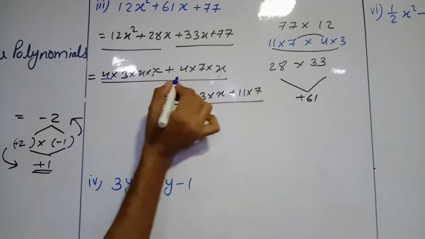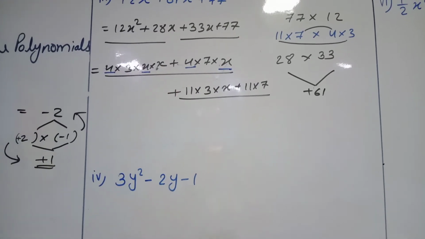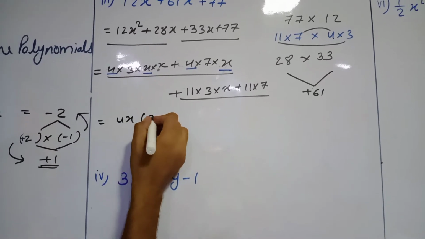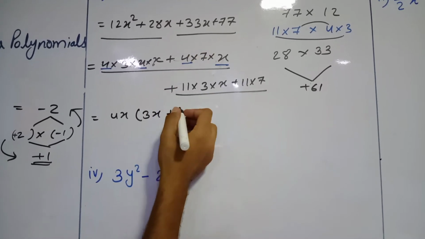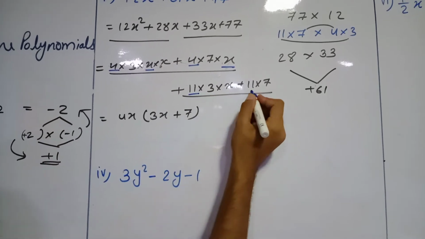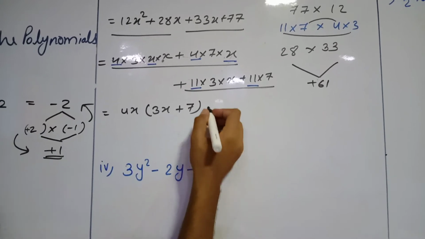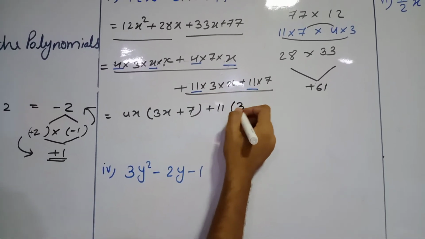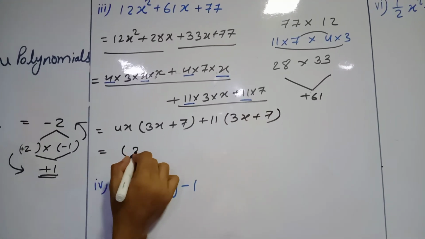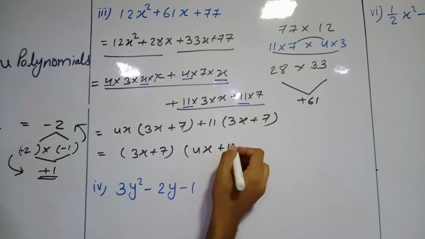Here we have 4x. Do we have anything else? No. So we should write 4x in a bracket, 3 and x remain, that is 3x, plus here 7 remains. Now in the second part we have 11 common. Anything else common? No. So we write plus 11, 3x plus 7 remains. Now both brackets are the same, so we write 3x plus 7. The remaining ones come in another bracket, 4x plus 11.